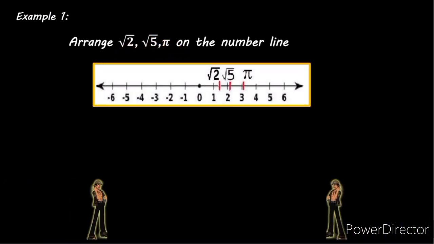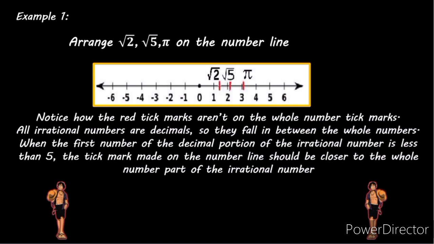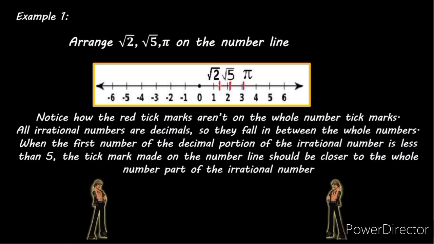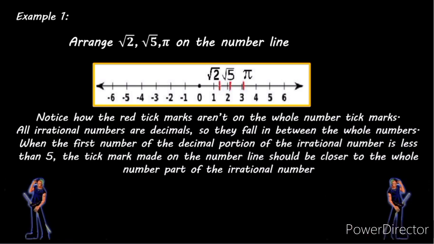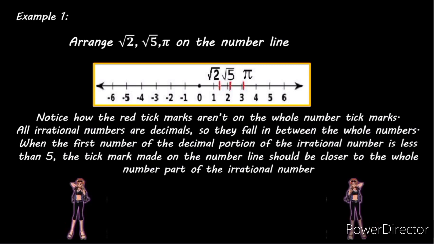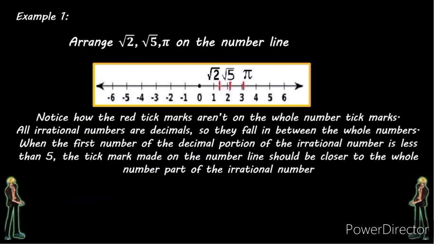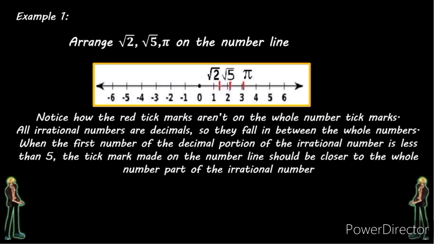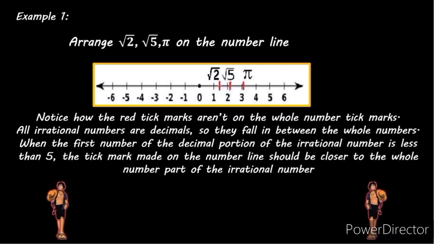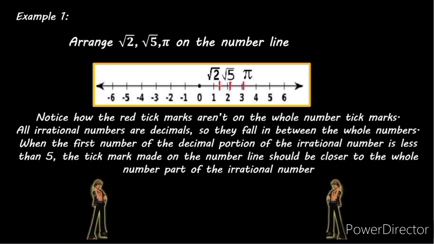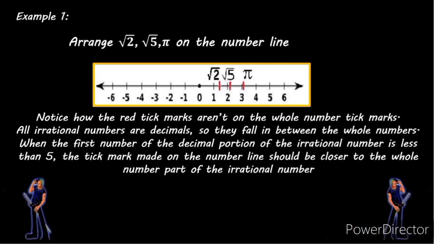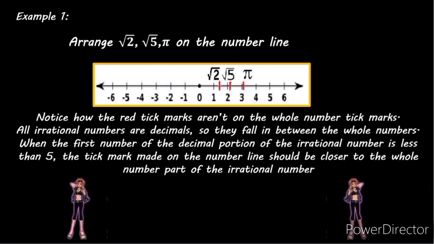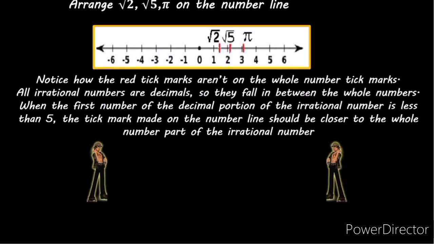Now look at the number line. Notice how the red tick marks aren't on the whole number tick marks. All irrational numbers are decimals, so they fall in between the whole numbers. When the first number of the decimal portion of the irrational number is less than 5, the tick mark made on the number line should be closer to the whole number part of the irrational number.